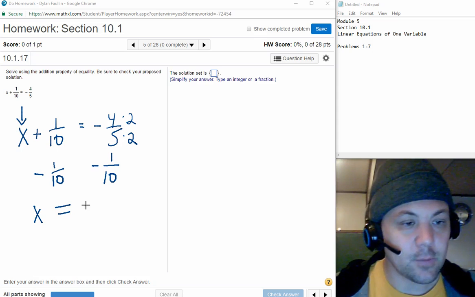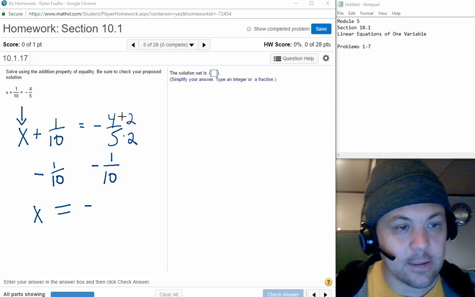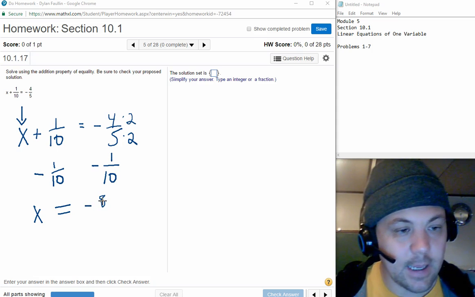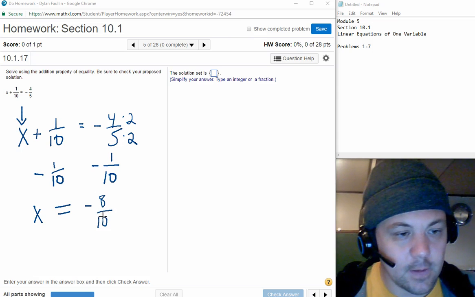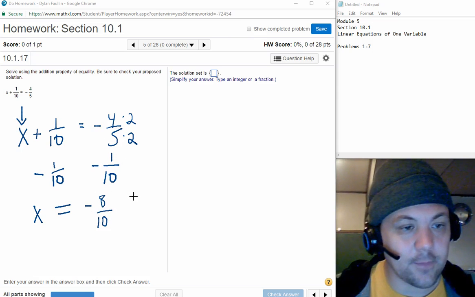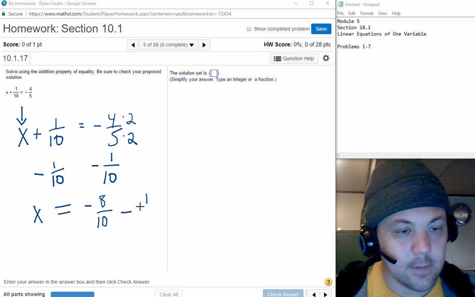All right, so we're going to end up with, I'll just write the results down here, 4 times 2, which is 8 over 10, and it's going to be negative because it started off that way, minus this fraction, 1 over 10, which we didn't have to even change.